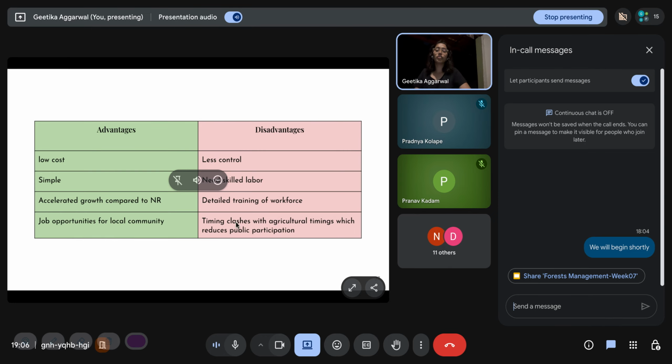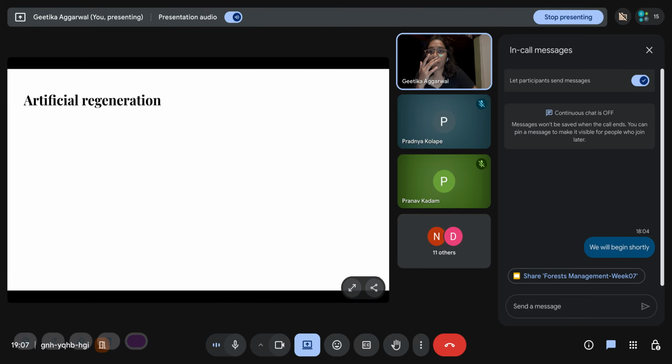And the timing in which your sapling is regenerated usually clashes with the agricultural timing when they need to tend to their fields as well. So it can reduce the participation of villagers from around. Some problems with assisted natural regeneration.